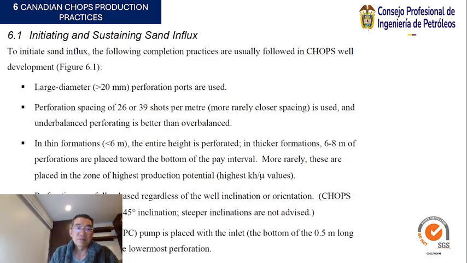In thin formations, below 6 meters, the entire height is perforated. In thicker formations, 6 to 8 meters of perforations are placed towards the bottom of the pay interval. More rarely, these are placed in the zone of highest production potential.